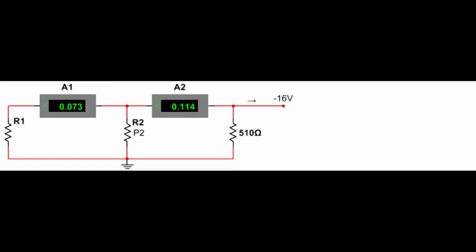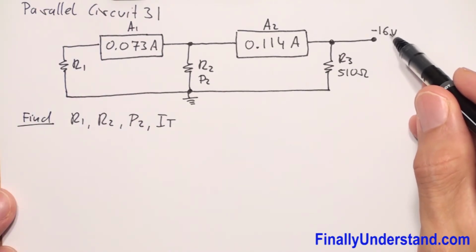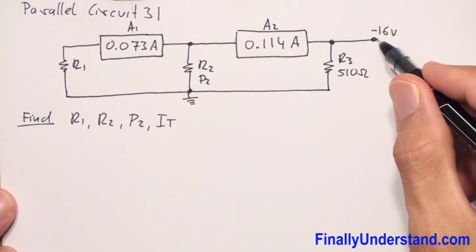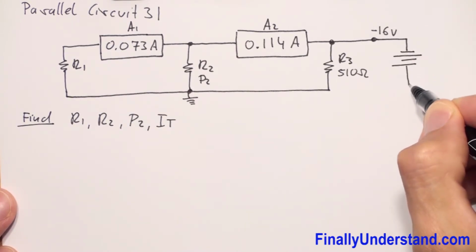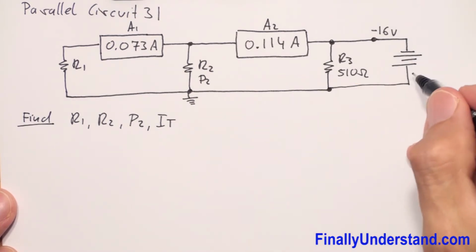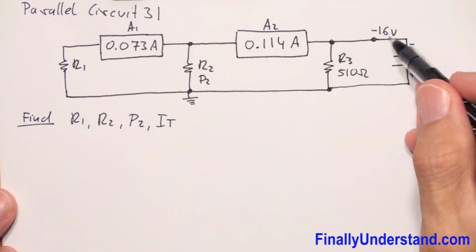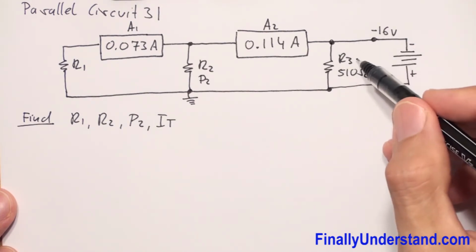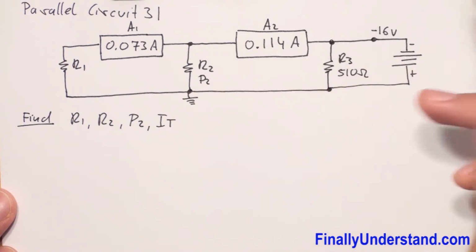Let's take a look at this example. Okay, please notice that in this circuit we have a negative voltage. What does it mean? It means that my power supply is connected to the circuit in this way. The positive terminal is connected to the ground and the negative terminal is connected to our resistor R3 and our resistor R2 from the top.